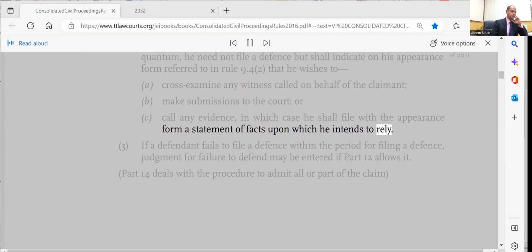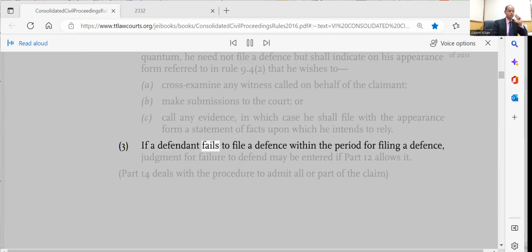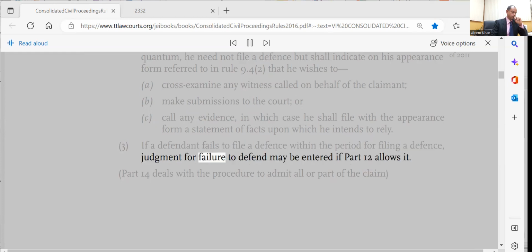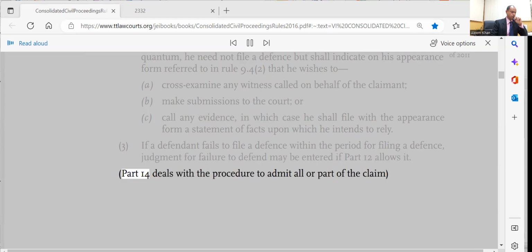intends to rely. 3. If a defendant fails to file a defense within the period for filing a defense, judgment for failure to defend may be entered if Part 12 allows it. Part 14 deals with the procedure to admit all or part of the claim.